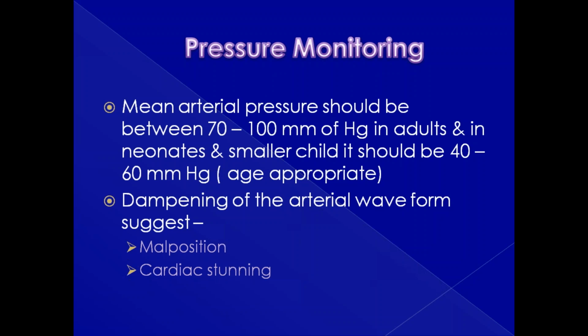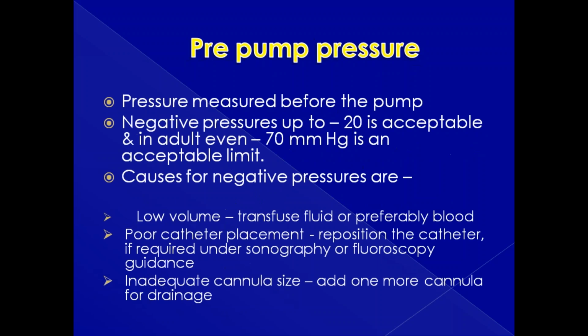Mean arterial pressure should be between 70 to 100 millimeters of mercury in adults, and in small children between 40 to 60 millimeters of mercury. But these are desired levels. If the patient is slightly low, and you cannot do anything more to make it better, that is still acceptable as long as your metabolic components like lactate are okay. Dampening of the arterial waveform suggests malposition or cardiac stunning. In case of veno-arterial ECMO, it does recover as time goes by.